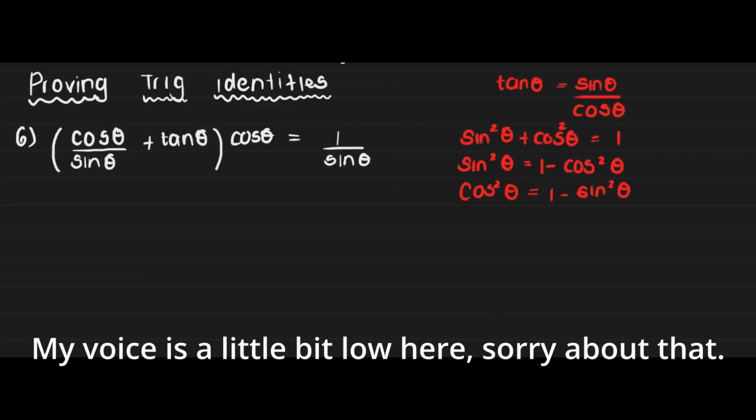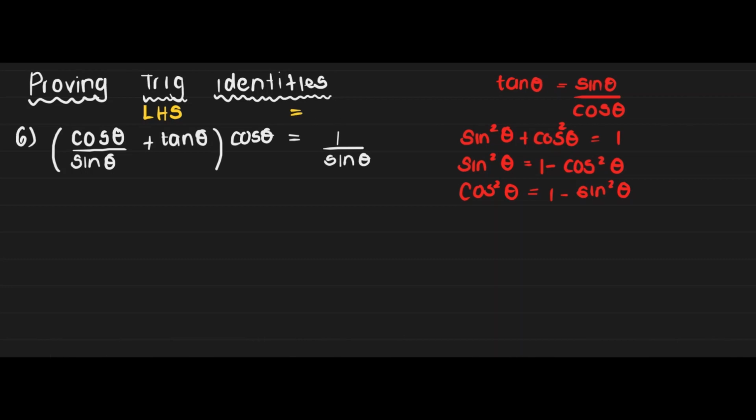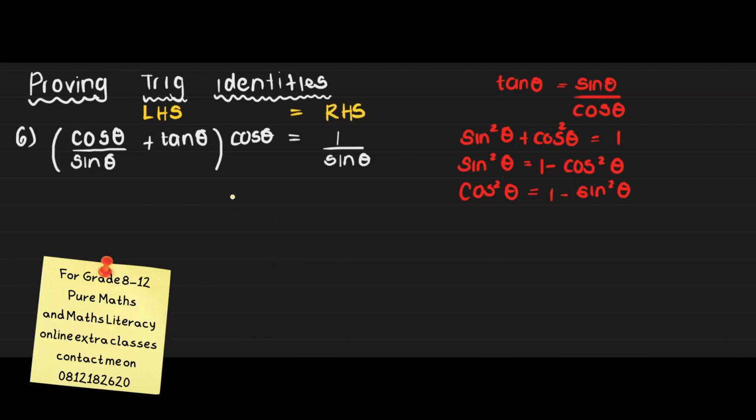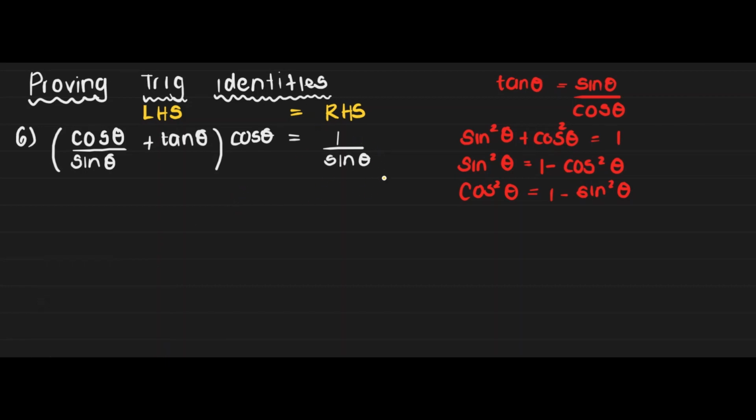Example number 6, same applies, that we need to prove that the left hand side is equal to the right hand side. That's what we need to do. And to do that, we need to take the most complicated side and simplify it so that it looks exactly like the side that we didn't take. So the side that's complicated is what? Is the left hand side. So we know the fact that left hand side is equal to open bracket cos theta divided by sine theta plus tan theta, close bracket, cos theta.